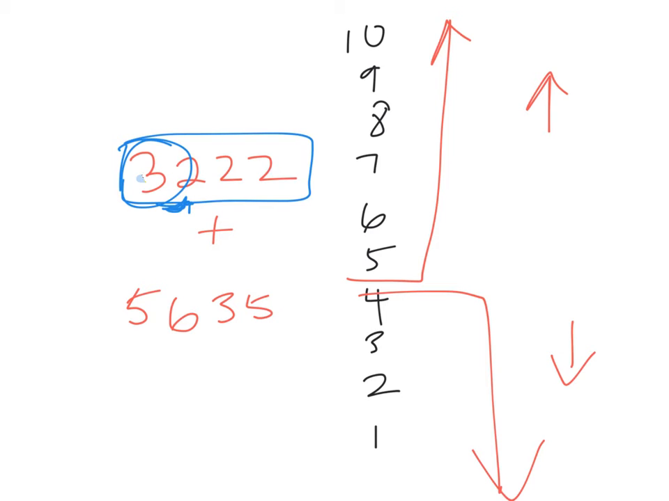If I wanted to erase this and change that to 3,000 instead of 3,222, ooh, that's a highlighter, we need an eraser. And is it erasing? There we go. So let's erase that.